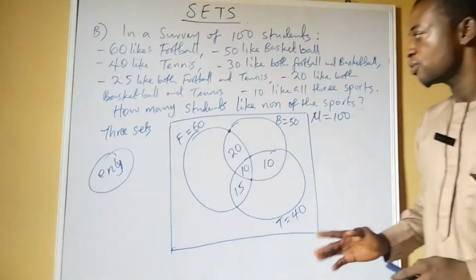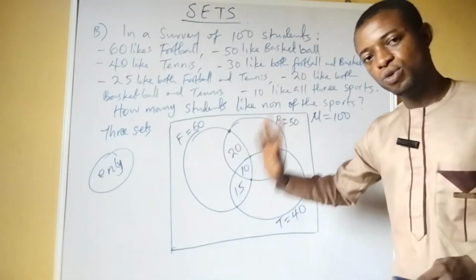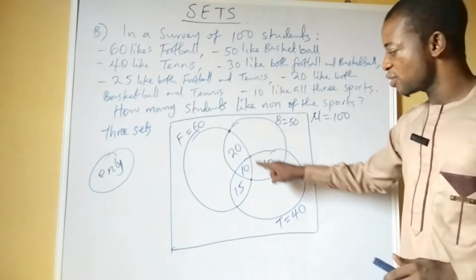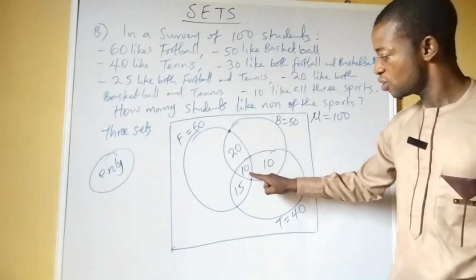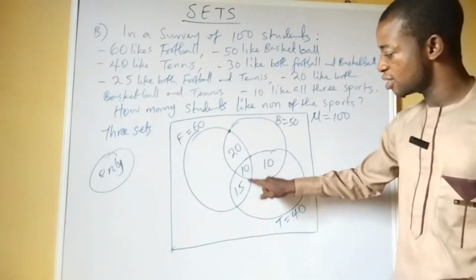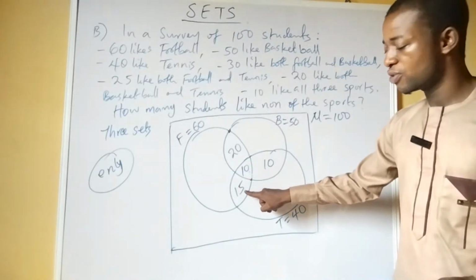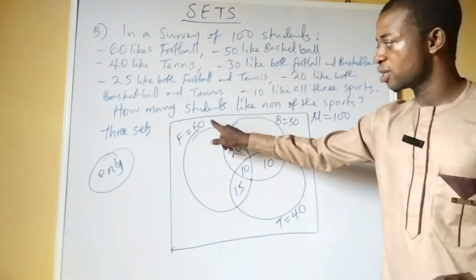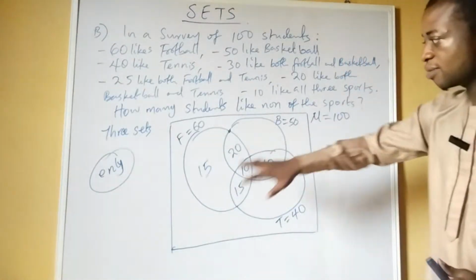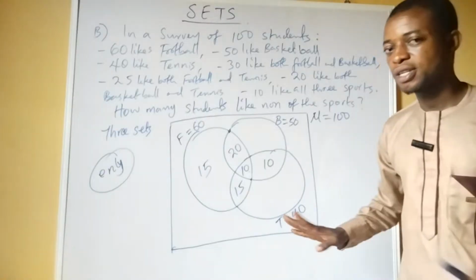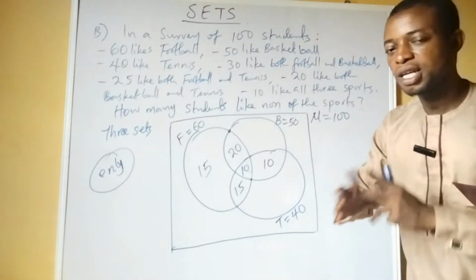Okay. Now we can get what will be left inside football, which is known as football only. Alright. Everything inside football is 60. But when you look inside football, you have 20, you have 10, you have 15. So subtract these 3 from 60. 20 plus 10, 30. 30 plus 15, 45. 60 minus 45, that's 15. This should be the remaining 15. That's people that like only football without any other game. Just 15 of them. In case you are asked, you can just supply the answer. That is 15 like football only.